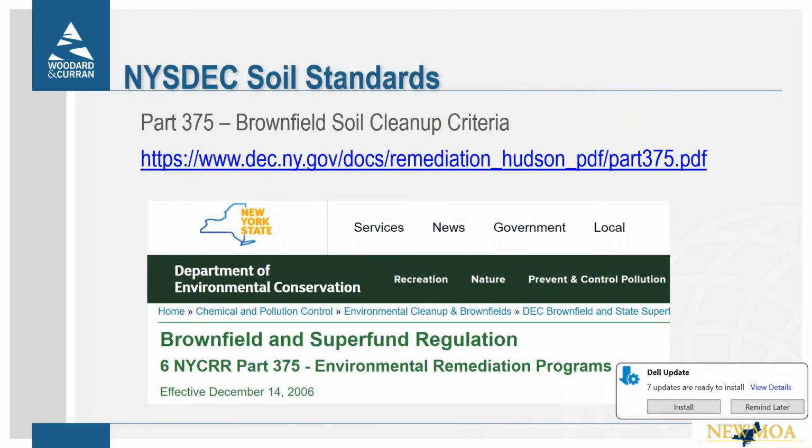So Part 375, the brownfield soil cleanup criteria, was put out in 2006 as part of the recognition by the state that they have this brownfield program and that the future use of a brownfield is not always going to be unrestricted. And in fact, another theme that will come through here, in a brownfield site, you have a proposed and known future use and a site configuration that you can build towards, that you can remediate towards, and that's a huge benefit.